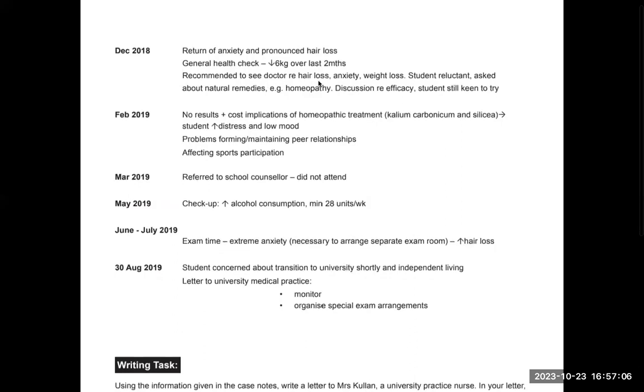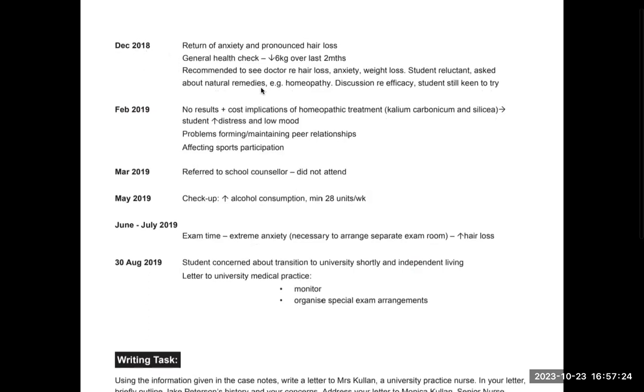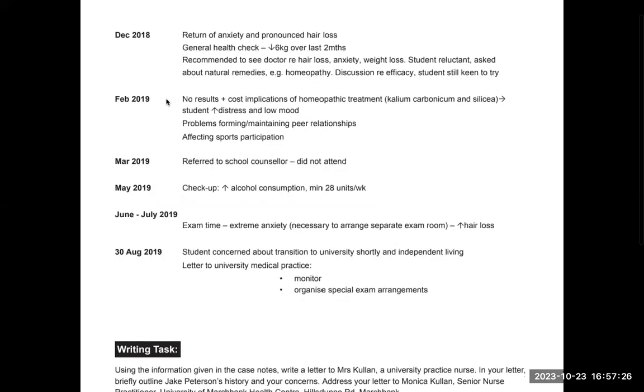Recommended to see a doctor regarding hair loss, anxiety, weight loss. Student reluctant. So he was told to go to a doctor, but he was reluctant. Asked about natural remedies like homeopathy. Discussion regarding the efficacy. Student still keen to try. So in December 2018, he wanted to try homeopathy. Didn't want to see a doctor.